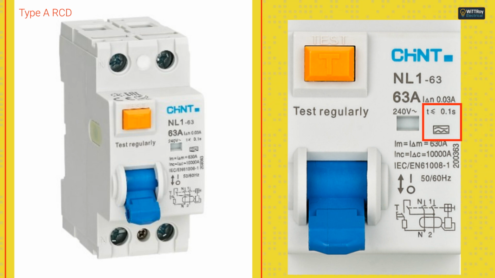Let's look at this device. First, look at the symbols. The symbol can detect AC leakage, pulsating DC leakage, so it is type A RCD. I can also see t is less than or equal to 0.1 s. That means the tripping time is less than or equal to 0.1 second when tested under the specified condition. This is a 1-phase type A 30 milliamp 240 volt 63 amp RCD.